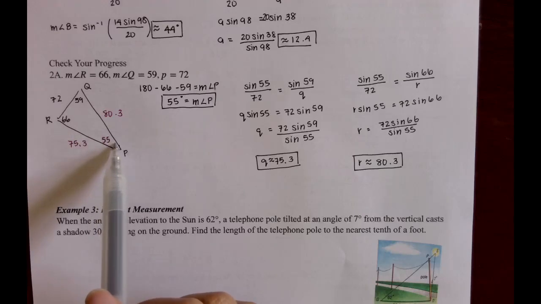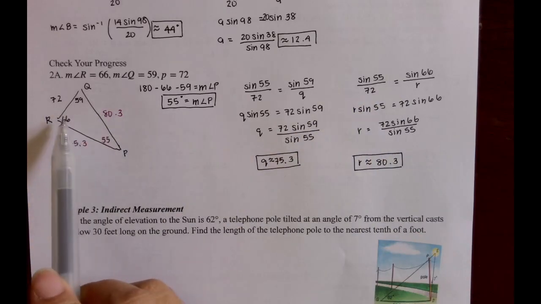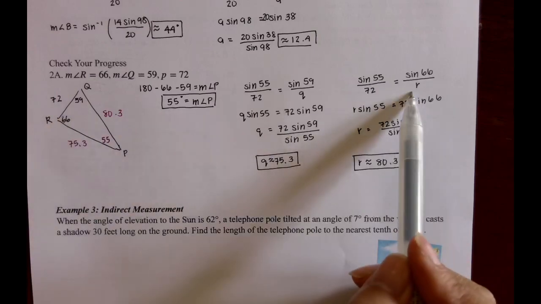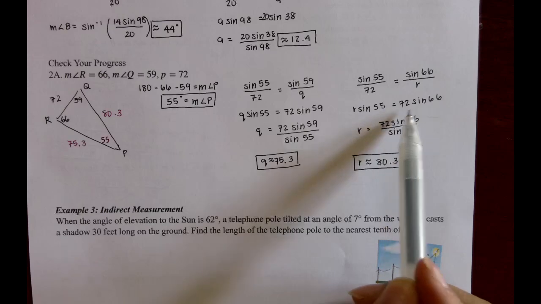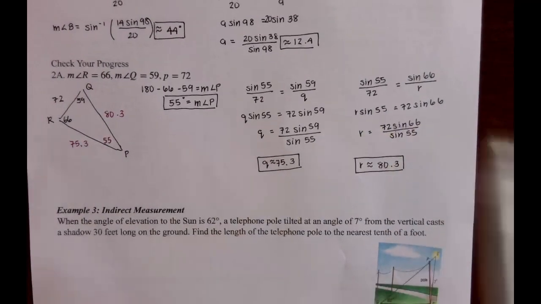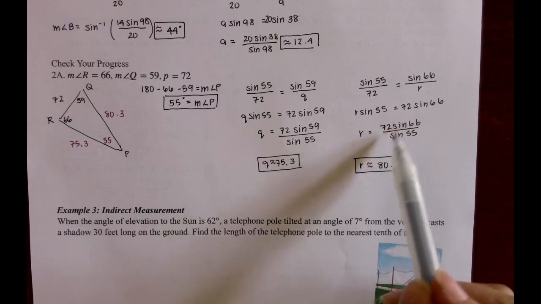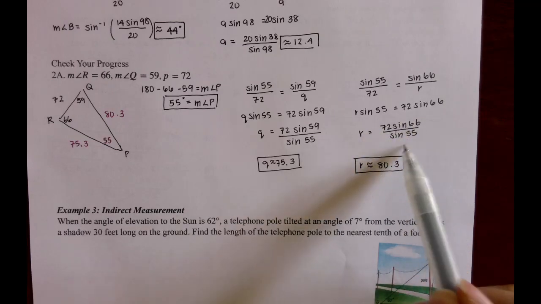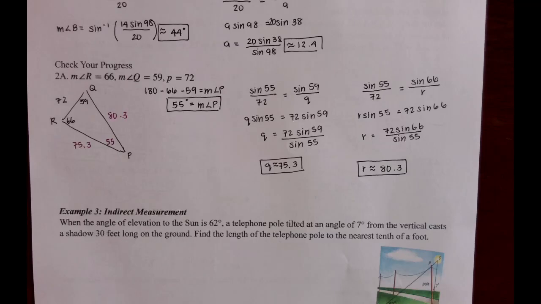So sine 55 over 72 equals, this time I want R, so sine 66 over my unknown R. Cross multiplied, R sine 55 equals 72 sine 66. Since this is being multiplied, I got rid of it by dividing on both sides, which gave me 72 sine 66 over sine 55. Typed it in my calculator, and that gave me 80.3.